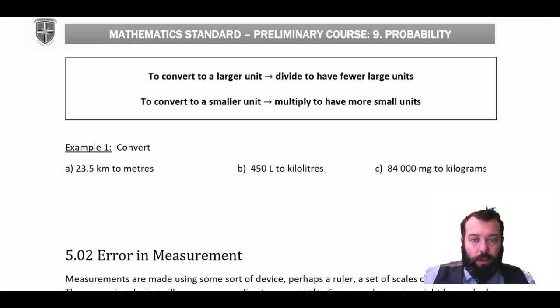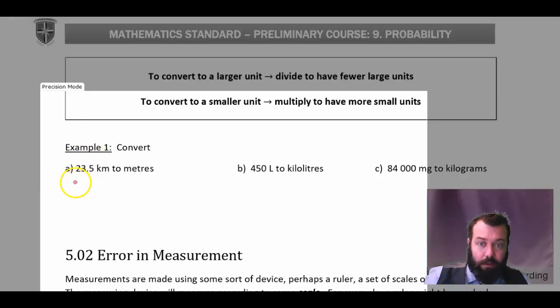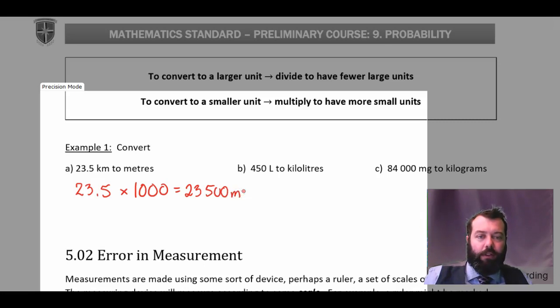So here we go. Quick example. Convert 23.5 kilometers to meters. We're going to a smaller unit, so we need to multiply. Kilometers to meters is 1,000. So 23.5 times 1,000 equals 23,500 meters. Right, that's the first one.